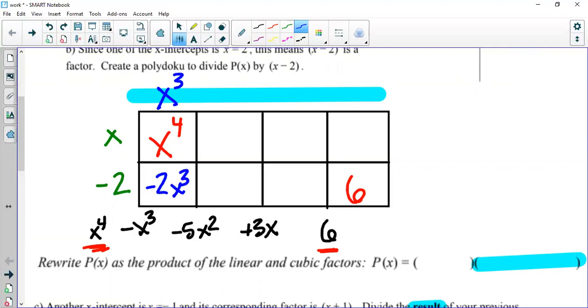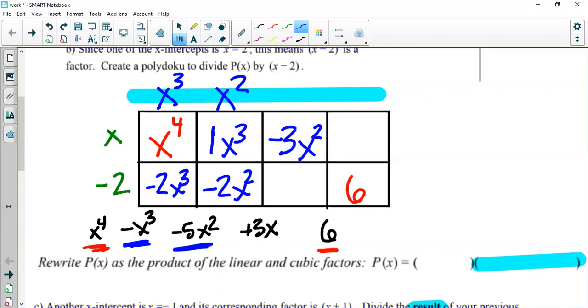Now looking at this diagonal box here, I want a -x cubed. I have -2x cubed. So what has to go here is going to be a +1x cubed, right? Because these two added together will result in that -x cubed. So now I can figure out what goes up here. X times what gets me this, and that's going to be a +x squared. And I can fill out my result here, which is a -2x squared. Now my diagonals have to add to a -5x squared, which means I need a -3x squared here.